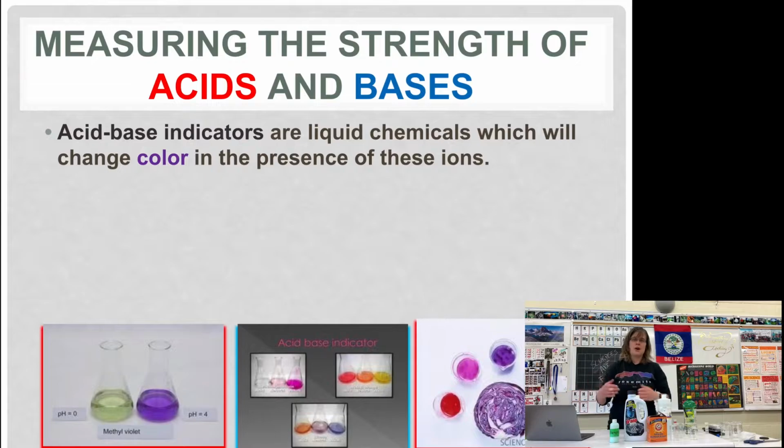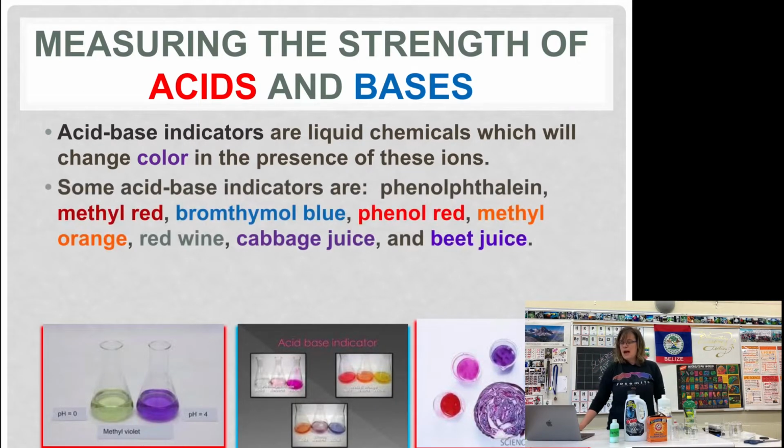Acid-base indicators are liquid chemicals or liquid pieces of paper which will change color when they get in contact with different types of acids or bases. Some acid indicators are phenolphthalein, which we don't have in the lab, methyl red, bromophenol blue, phenol red, methyl orange, red wine, cabbage juice, and beet juice. Okay, and so we have all of these things that we're able to look at, and we're able to take a look and see which types of this stuff are indicators.